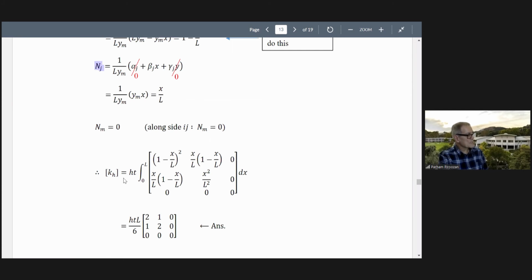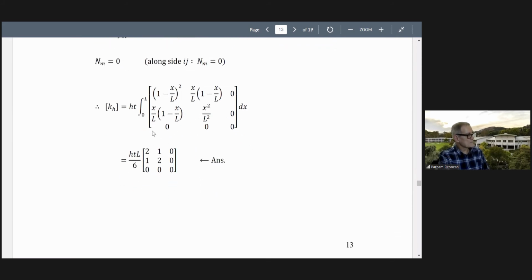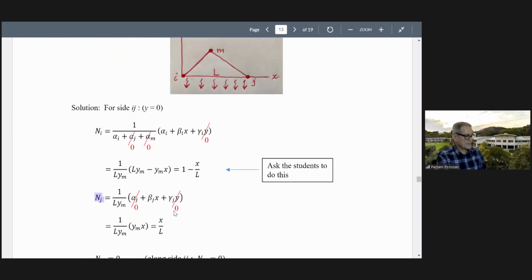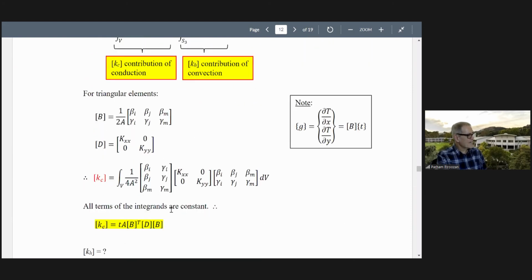This would be our K sub H. We have to integrate from 0 to L. We can simply integrate this one. We get this one. So this is our K sub H for triangular elements if convection is taking place from side ij, like in this example. All right, this is about K.